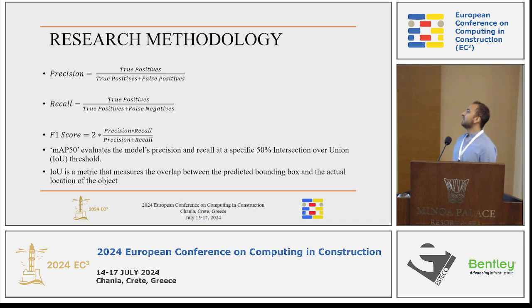And the accuracy metrics employed for the custom object detection model evaluation. The precision is the ratio of true positives to the sum of true positives and false positives. Recall is the same manipulation, but instead of false positives, we have false negatives. F1 score is a harmonic mean, as it includes the combination of precision and recall in its calculation. And mean average precision at 50%, which evaluates the model's precision and recall at the specific 50% intersection over union threshold, which is the overlap between the actual and the predicted bounding box of a specific object.